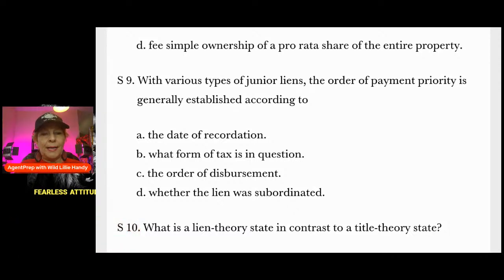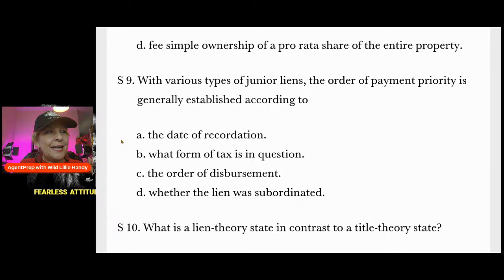All right, number 9. With various types of junior liens, the order of payment priority is generally established according to, okay, so there's a priority of liens. And why is that important? In case one defaults and they have to get foreclosed, they go in priority order, okay? And there's one very important one that is always first, but I'm not going to say.